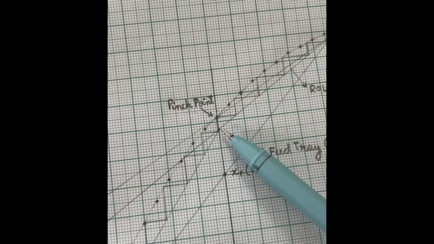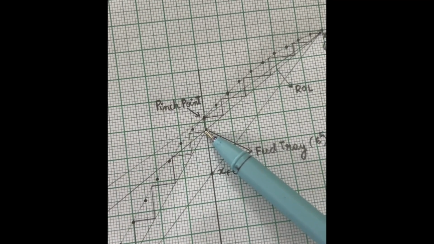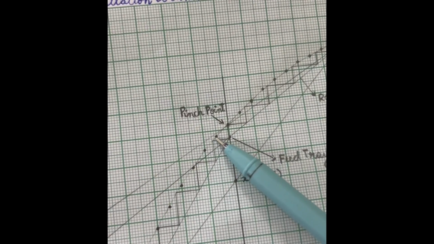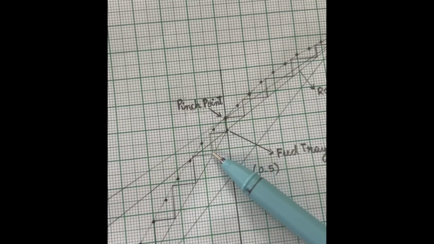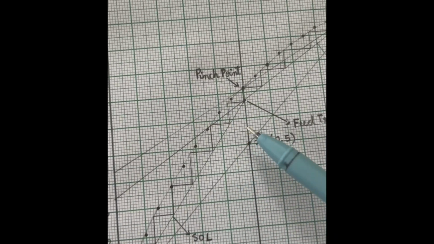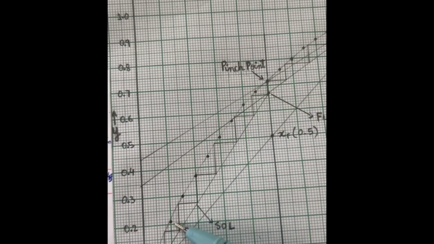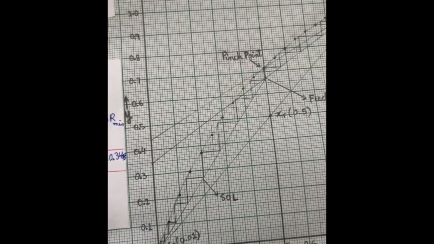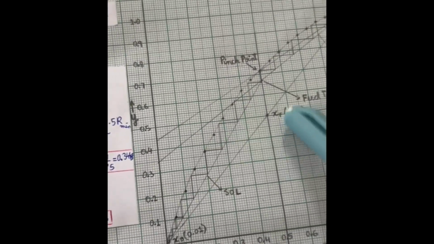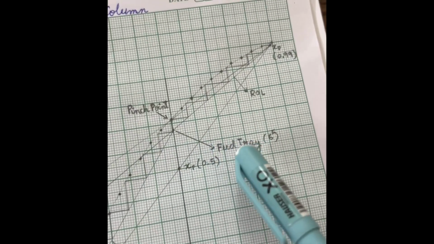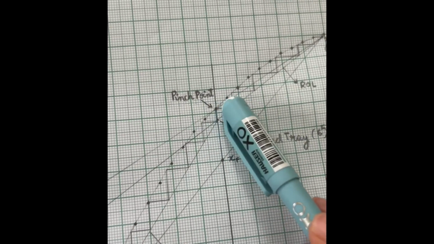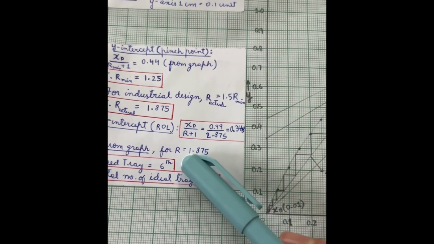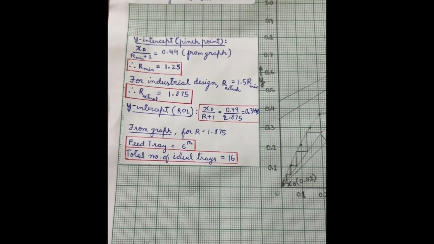And once you cross this point, you continue it. You make sure you touch the equilibrium curve, and then it should go down till it touches the SOL, the stripping operating line. And keep doing it, and the moment you cross XB, you stop counting the number of stages. From all this, I got to know that the feed tray is the 6th tray, and there are a total of 16 identical trays for R equal to 1.875.